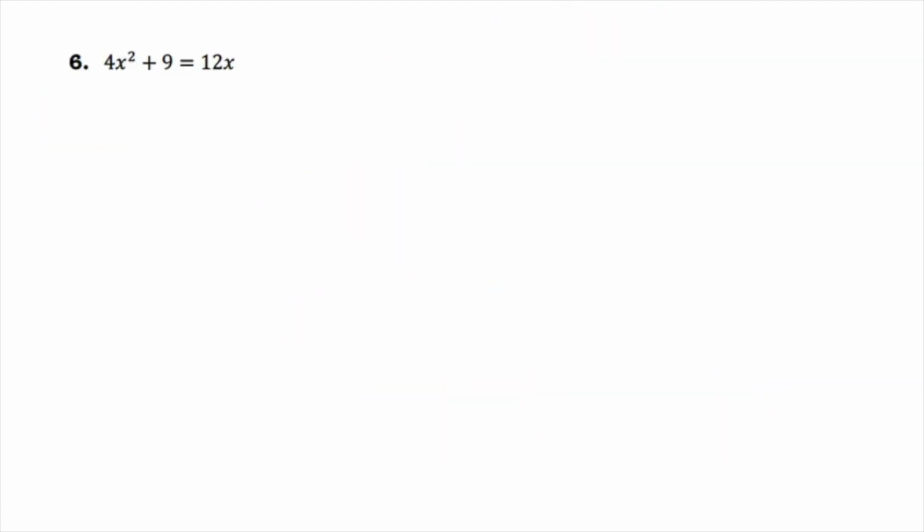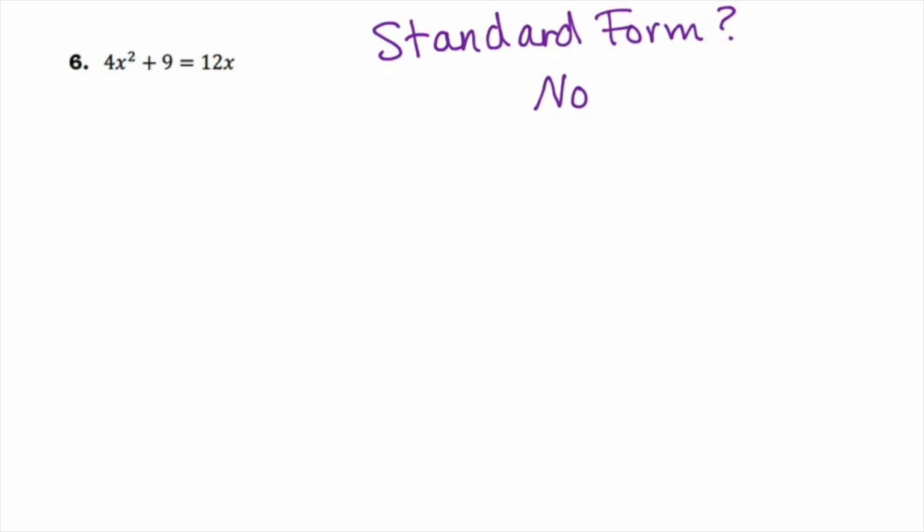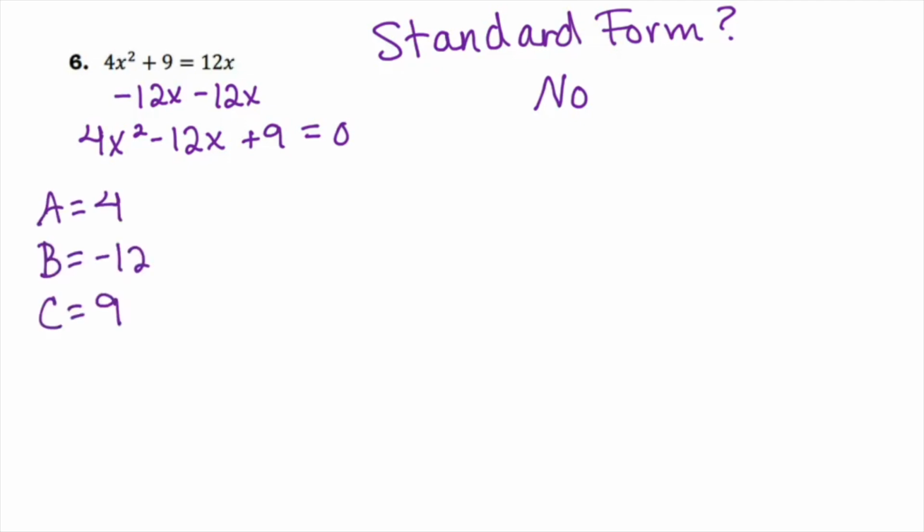You have to ask yourself, is this in standard form? So you're looking at ax squared plus bx plus c, and the 12x is on the wrong side, so we need to subtract 12x to the other side. So make sure when you rewrite it that negative 12x goes in the middle. So you have 4x squared minus 12x plus 9. Then you're going to list your a, b, and c. So 4, negative 12, and 9. And then you're going to plug it into the quadratic formula.